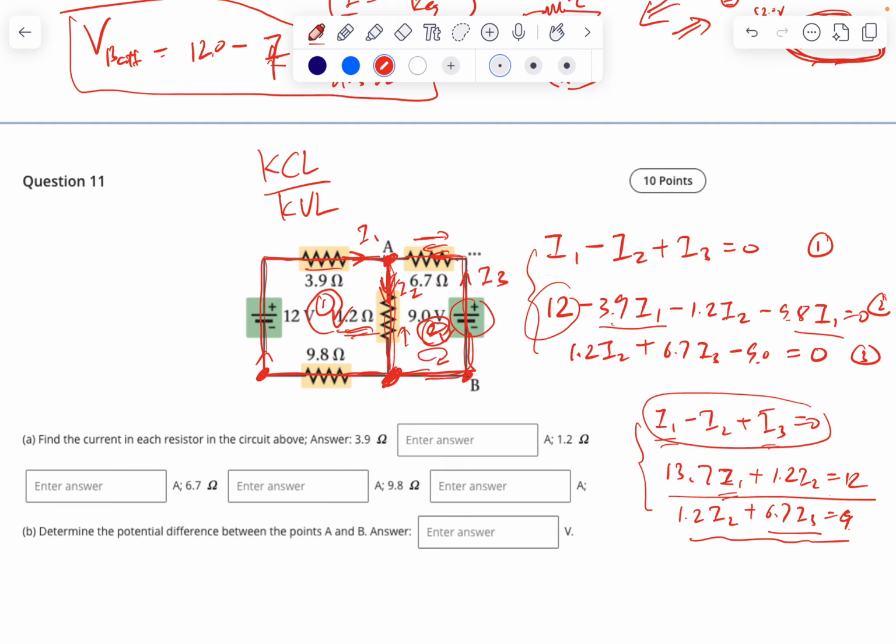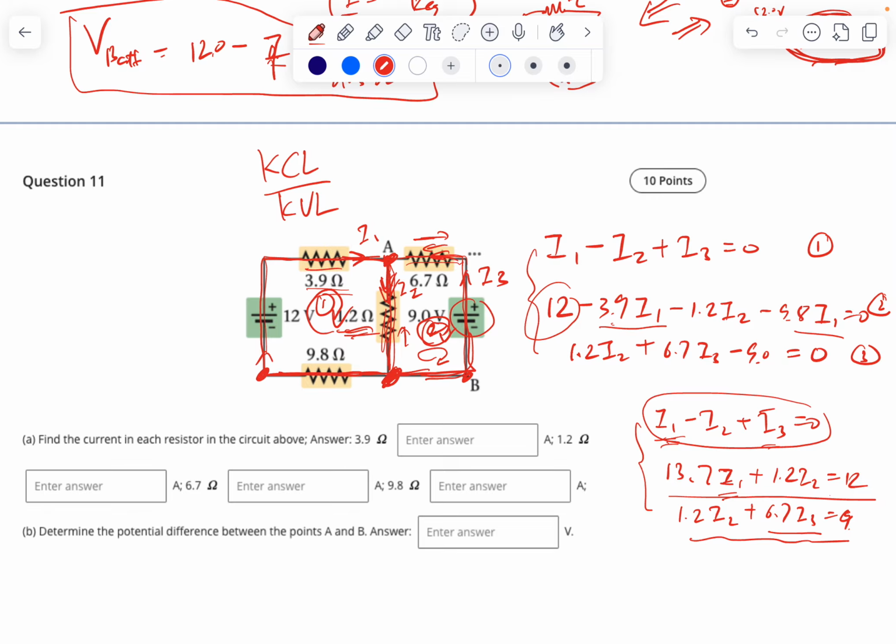All right. So part A: find the current in each resistor in the circuit above. You see 3.9, whatever you figure out I1, that is it. Then 1.2, this is I2. And then 6.7 is I3, and then 9.8 is I1. Okay, so plug in.